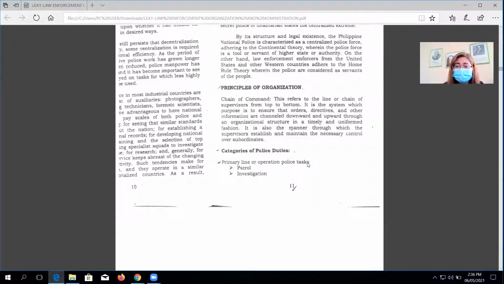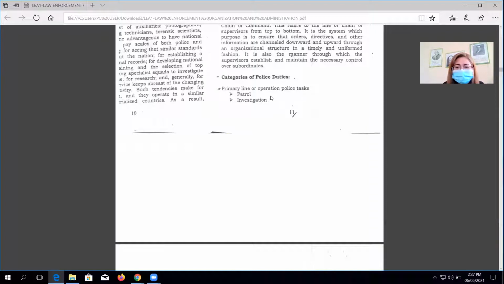Our chain of command is very important because it allows all members of an organization, like in the PNP, to get informed of all memos and orders coming from the higher authorities.